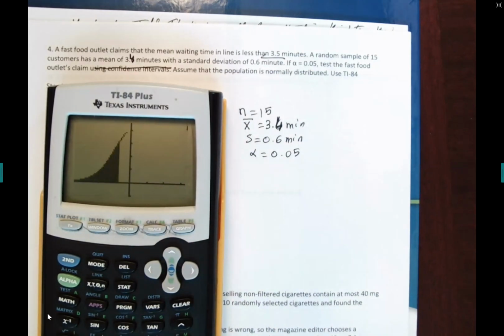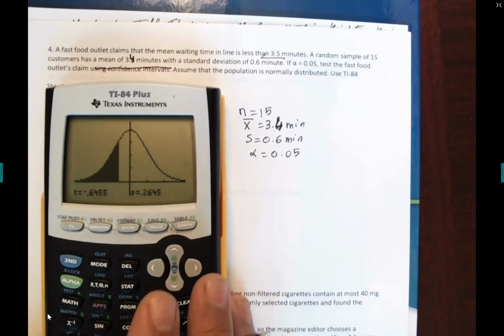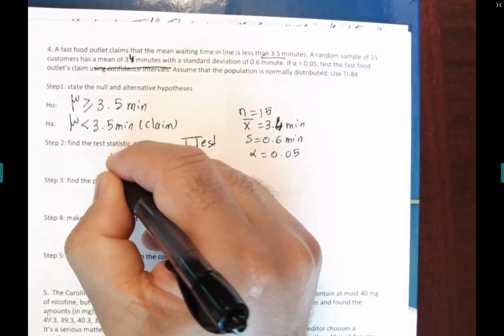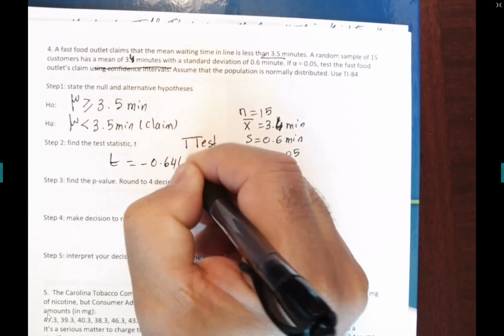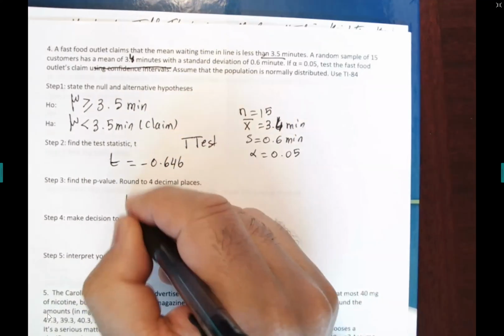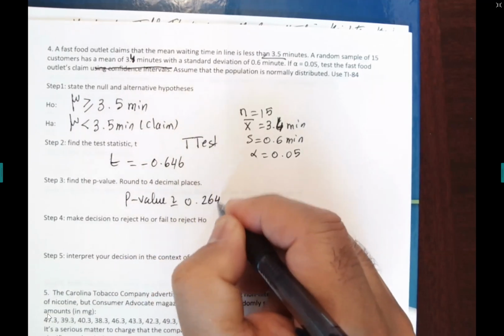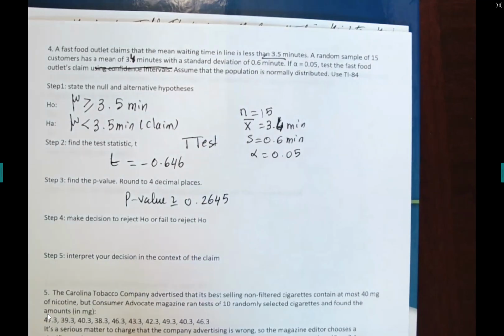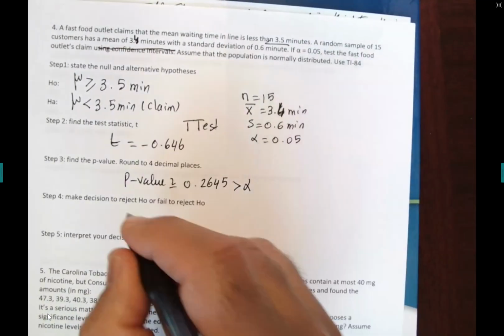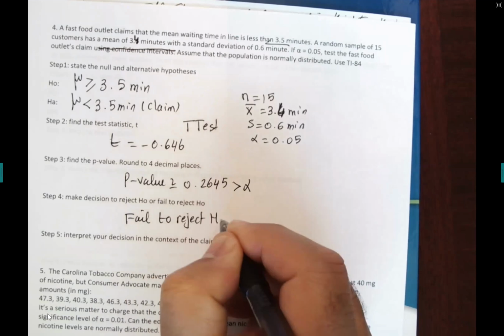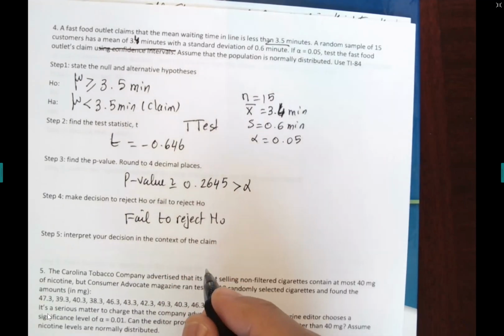Oh, huge p-value, guys. So you're going to fail to reject H0. t is negative 0.646, and the p-value is 0.2645. It's huge. So guys, we know that this is bigger than alpha. You're going to fail to reject H0. And when you fail to reject H0 and your claim is in HA, the alternative, you cannot support the claim.